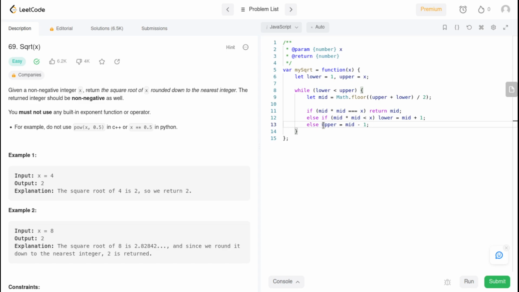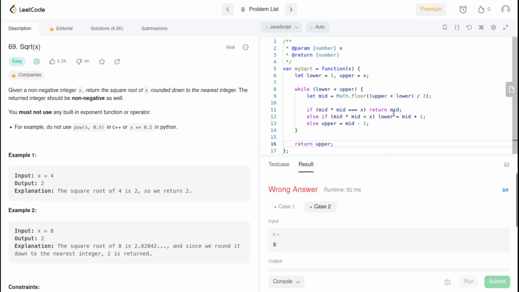If it is higher, then we're going to just decrease the upper point and then recalculate the middle point here and then check. And if this while loop goes through until the completion, we can just return one of it. I think we can just return the upper value, and let's just see if this passes the test case.